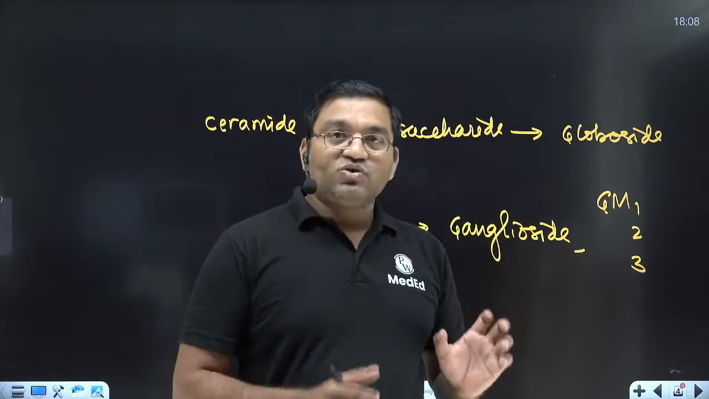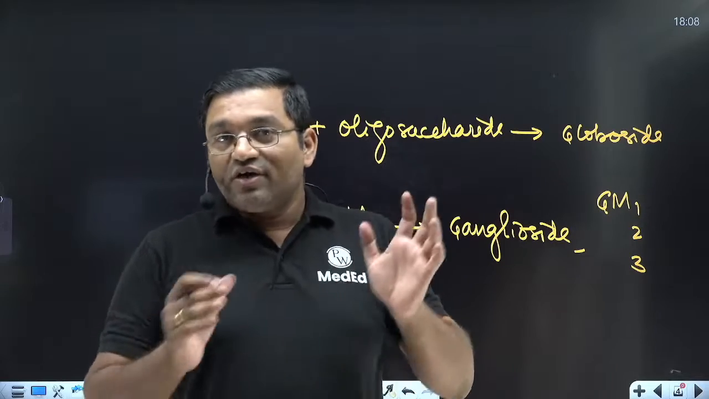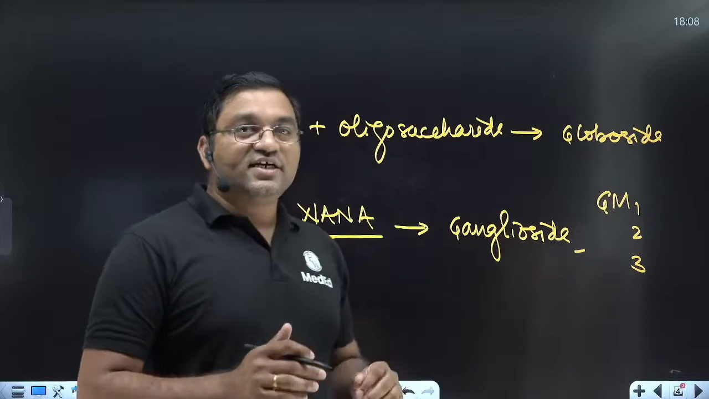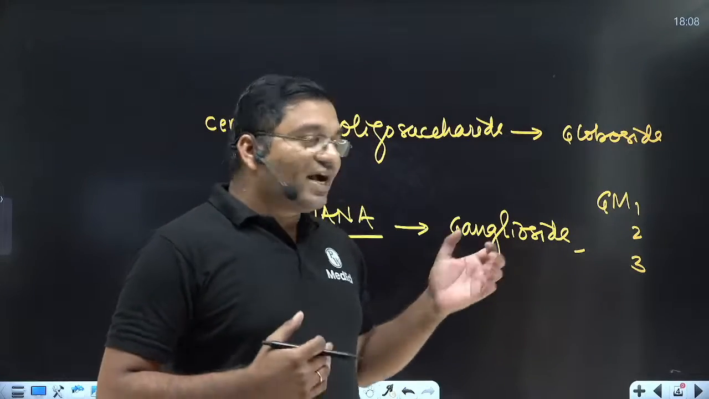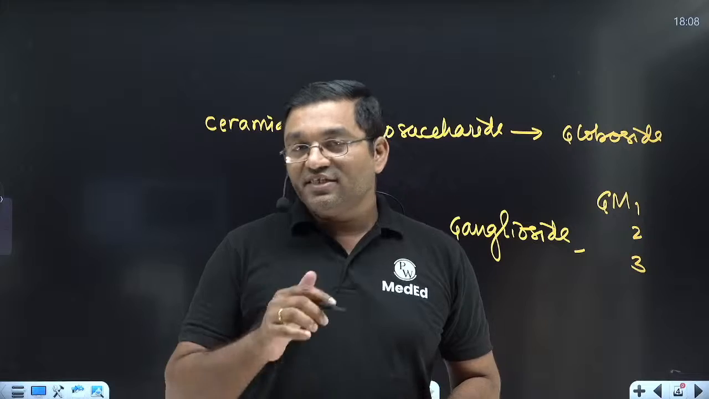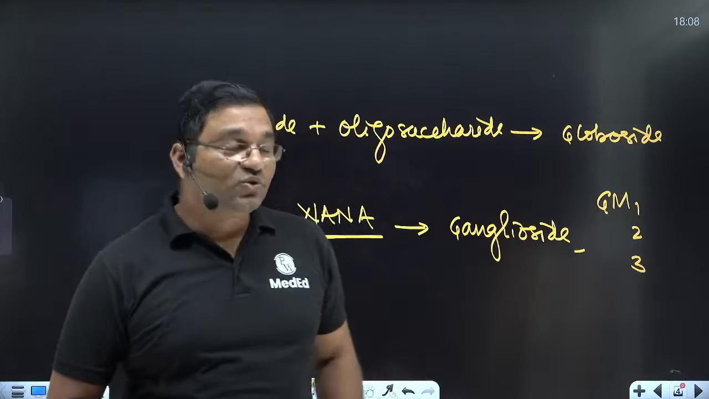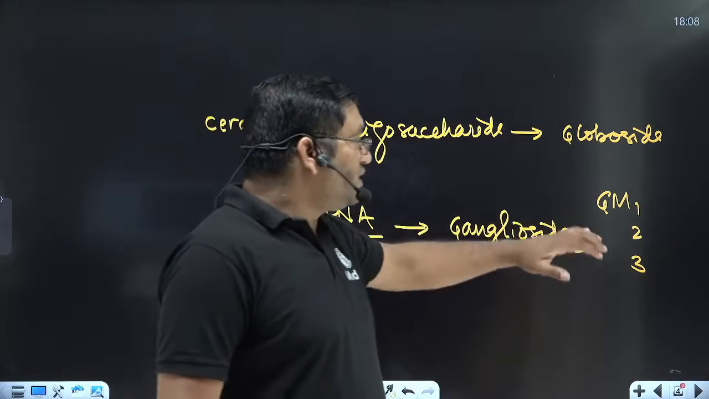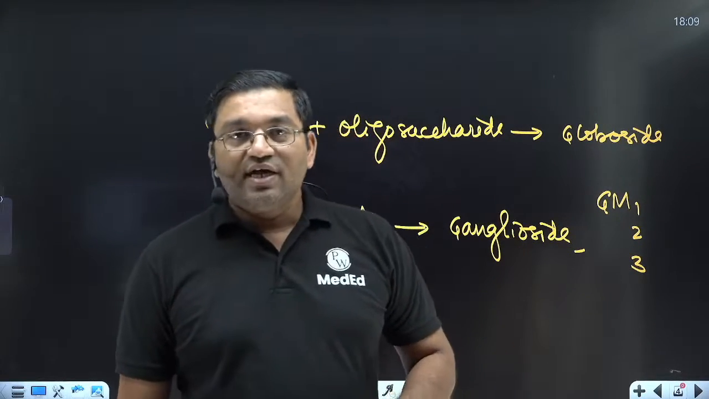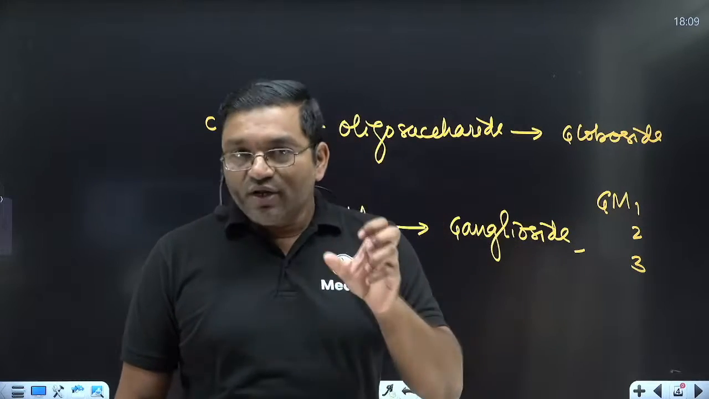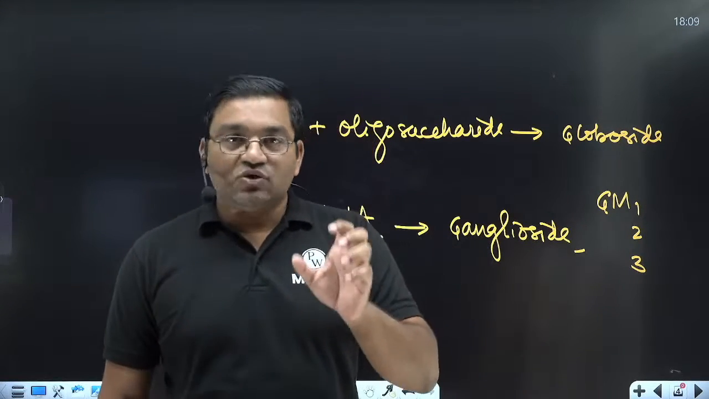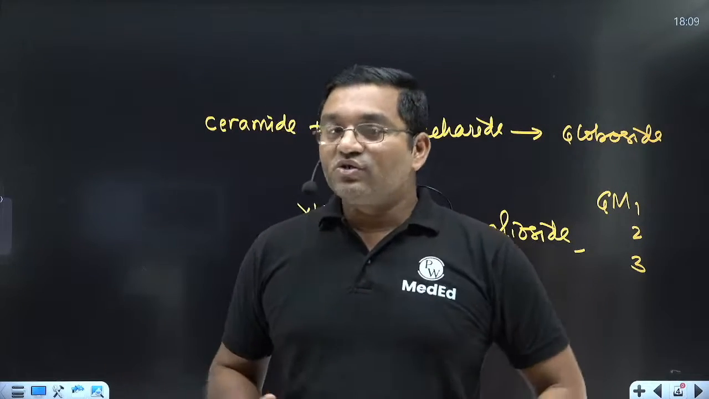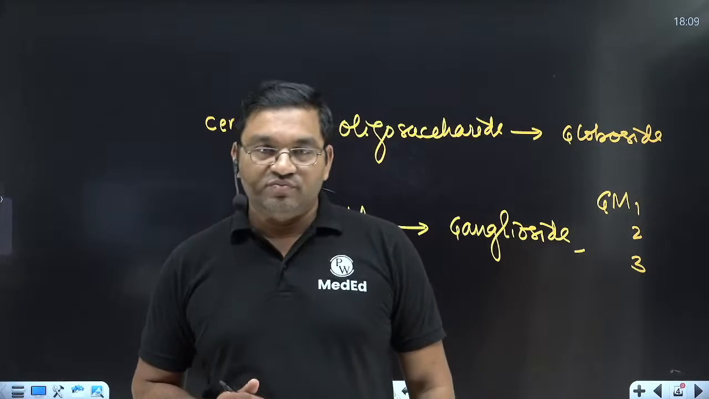If you add galactose to it, it is galactosyl ceramide or galactocerebroside. If you add oligosaccharide, it becomes globoside. And if you add NANA, N-acetylneuraminic acid or sialic acid residue, it becomes ganglioside. Depending upon the chromatographic separation, it is GM1, GM2 and GM3. And depending upon the accumulation of a particular lipid, the lysosomal storage disorders are named. For example, GM1 gangliosidosis, GM2 gangliosidosis. Like this. Got it?